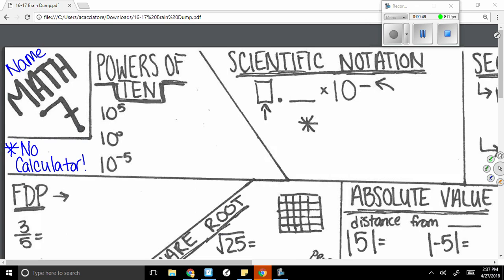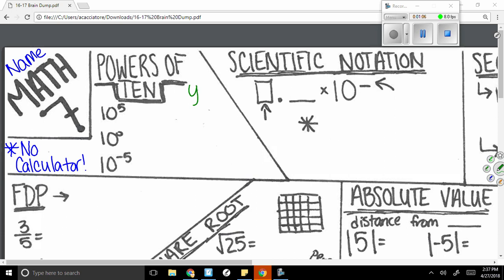Remember, on the 7th grade math SOL, the very first section of about 8 or 10 questions is no calculator allowed, and so there are some things that you need to remember how to do. So we'll go over those as we come across them. So first off, let's talk about powers of 10.